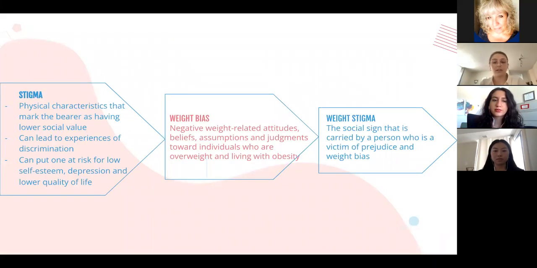So the definitions. Firstly, stigma. It's a physical characteristic that marks the bearer as having lower social value. It can lead to experiences of discrimination, and it can put one at risk for low self-esteem, depression, and lower quality of life. Weight bias is negative weight-related attitudes, beliefs, assumptions, and judgments toward people who are overweight and living with obesity. And weight stigma is the social sign that is carried by a person who is a victim of prejudice and weight bias.